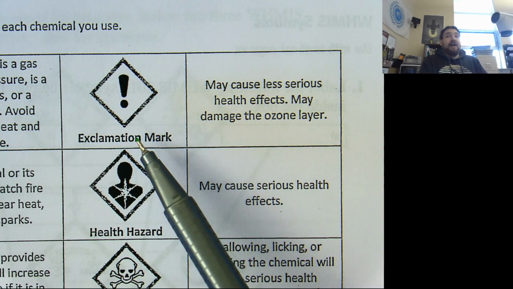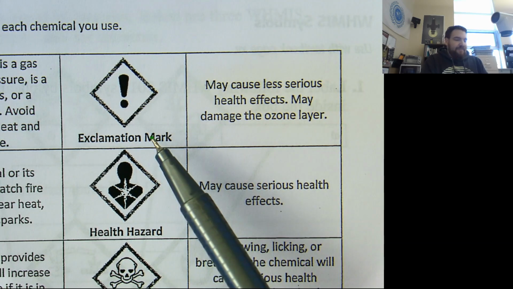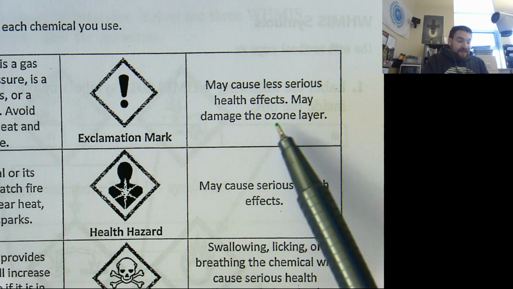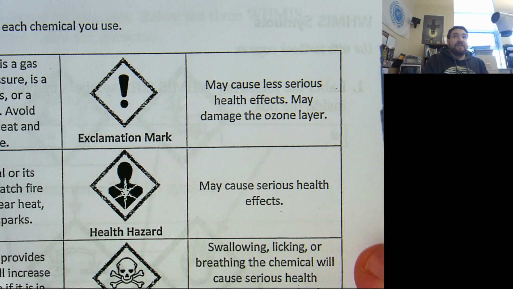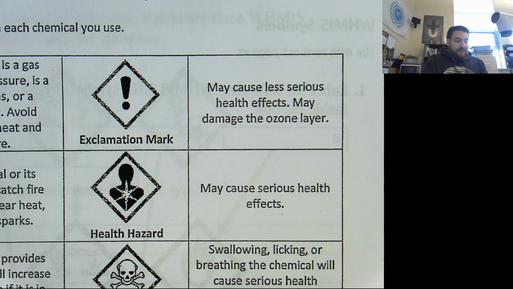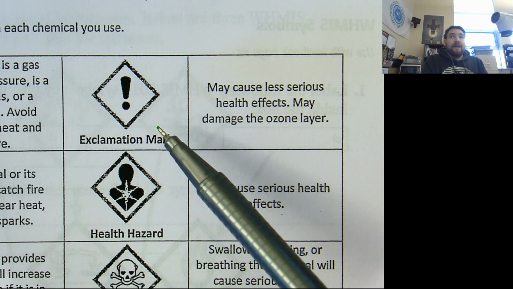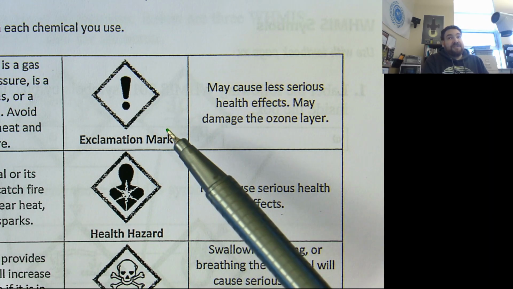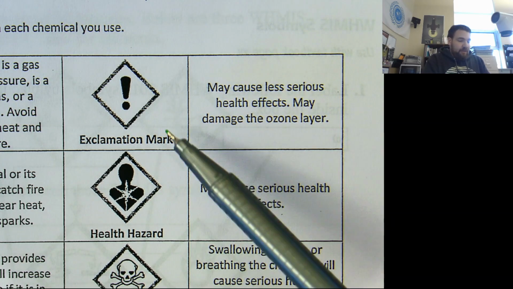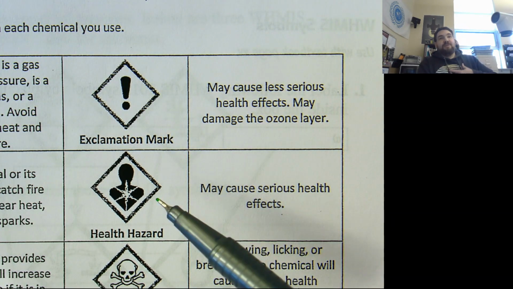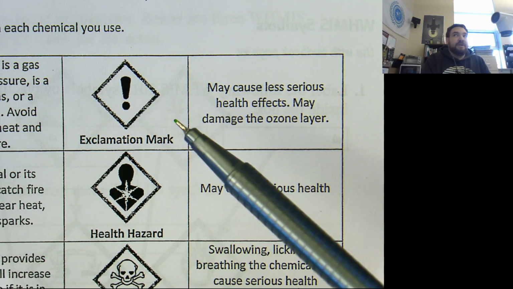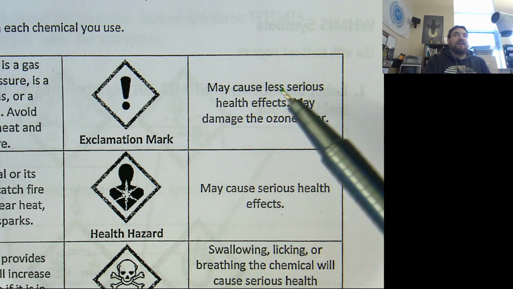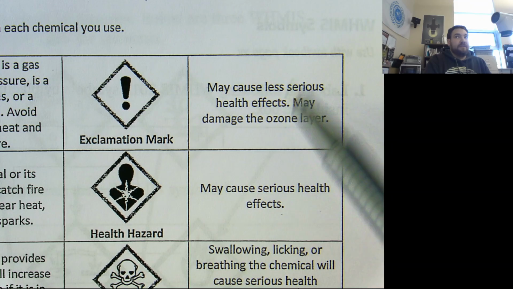The exclamation mark was the other thing that was on that fire extinguisher. It says may cause less serious health effects, or it may damage the ozone layer. So in the case of the fire extinguisher, it's a powder fire extinguisher. If you sprayed it on someone, it would make it really difficult for them to breathe. It would get inside their lungs and irritate them, but beyond that, it wouldn't do much. That's an example of what may cause less serious health effects.